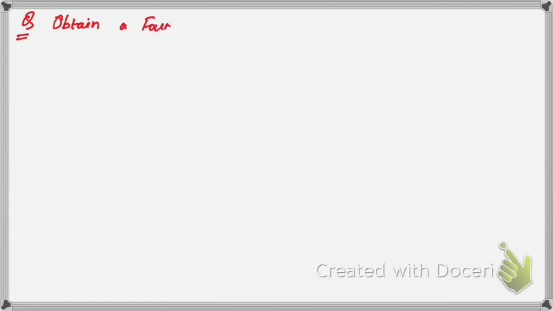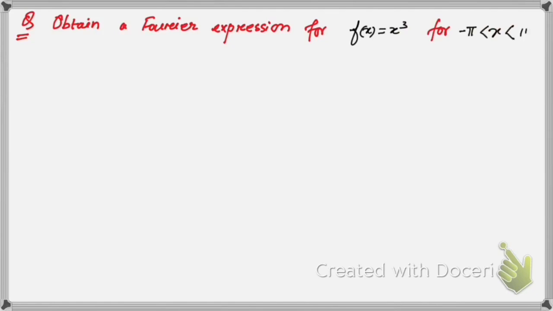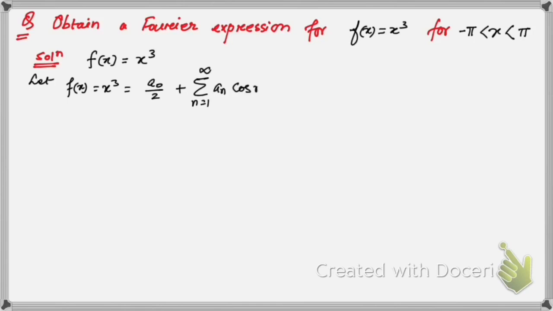Obtain the Fourier series of f of x is equal to x cube. So this is the range here, and let me write the solution. This is the given function. Let me consider the Fourier series, and let it be equation number 1, right?